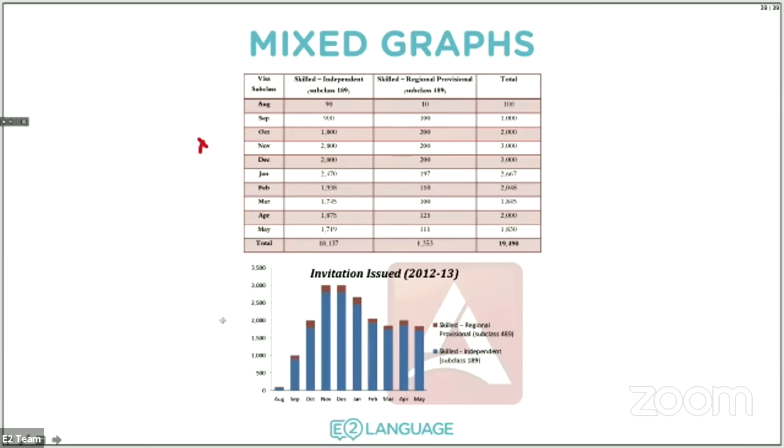We've got a table and we've got a bar chart here. Now, this doesn't have any title, but I can see it's about visas. So I'm going to say something like, these graph, there we go. I've just failed the PTE, everybody. My grammar score just plummeted. These graph.